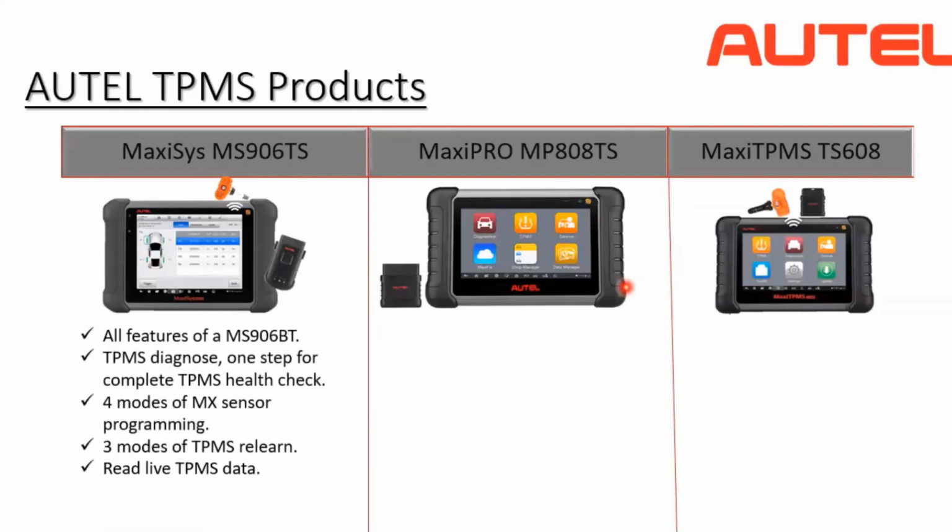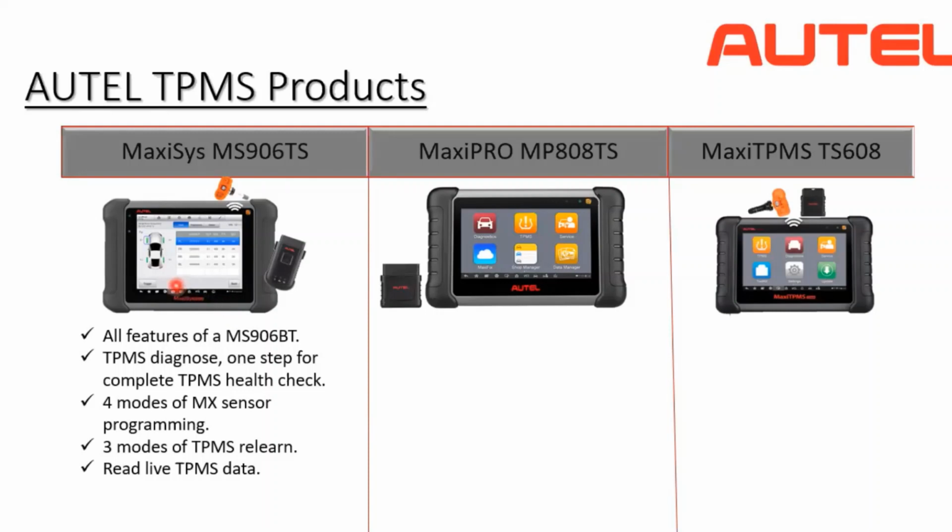So now we'll talk about the different products Autel offers for TPMS services. The first one we'll talk about is the Maxisys MS906TS. You might be aware of the Maxisys MS906, the diagnostic tool which has a lot of capabilities and features.